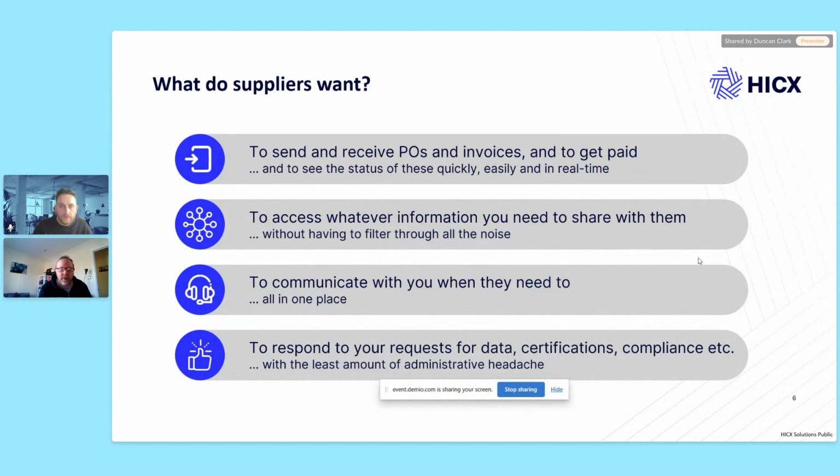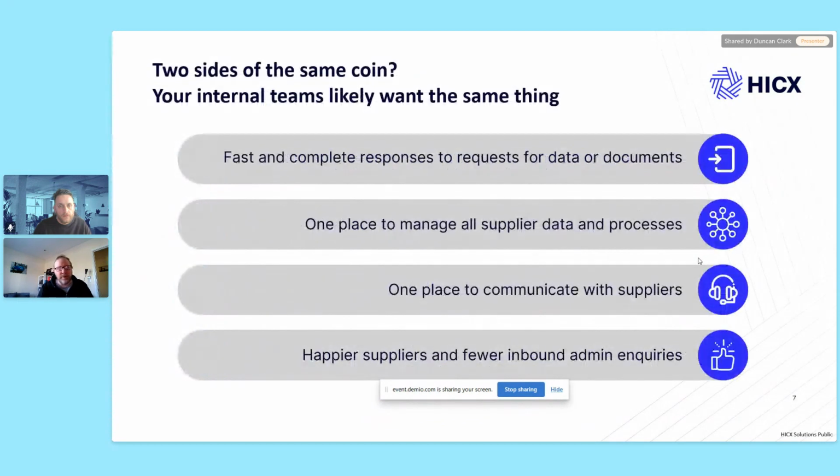Suppliers want to access whatever information you need to tell them, but without wading through a bunch of other stuff that's perhaps relevant only to other categories of supplier or other locations or different risk profiles, etc. And they also want to communicate with you easily and ideally through a single consistent channel. So that's on the supplier side.